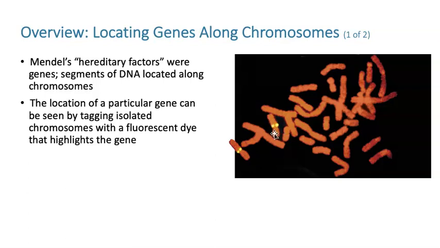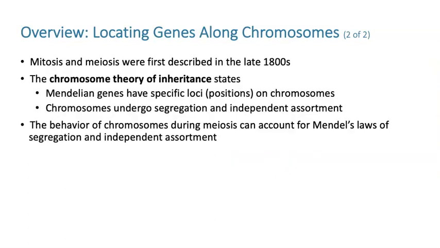You can see a couple of genes have been fluorescently tagged here. So this chromosome and this chromosome have the same genes on them. That means that they're homologous chromosomes, right? Kind of tying things back into our cell division chapter. So mitosis and meiosis were first described in the late 1800s. And that's when we started coming up with this idea of the chromosomal theory of inheritance.